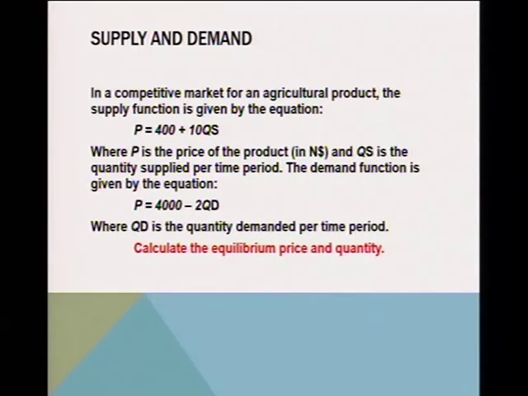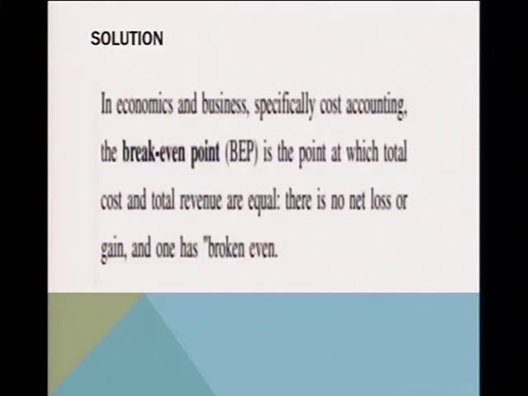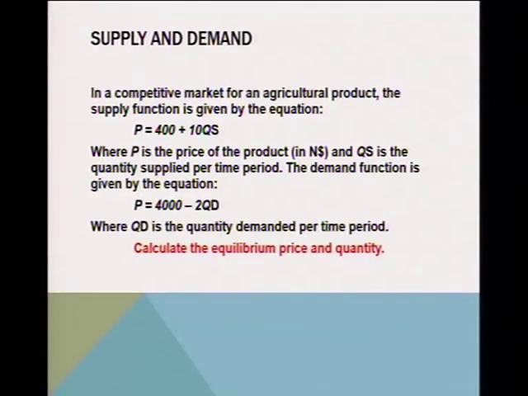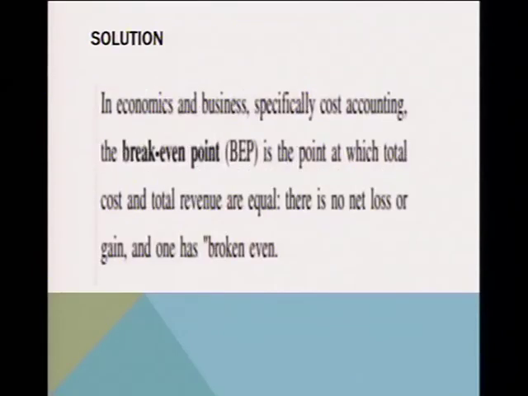Then you move on to the supply and demand function. You are always given the supply function, and you are also given the demand function. So you are always asked to calculate the equilibrium price and quantity. Now for you to calculate them, you still have to equate the two equations and solve for Q. When you solve for Q, that is the equilibrium quantity. Therefore, you will need to calculate the equilibrium price by substituting the quantity in either the supply function or the demand function.